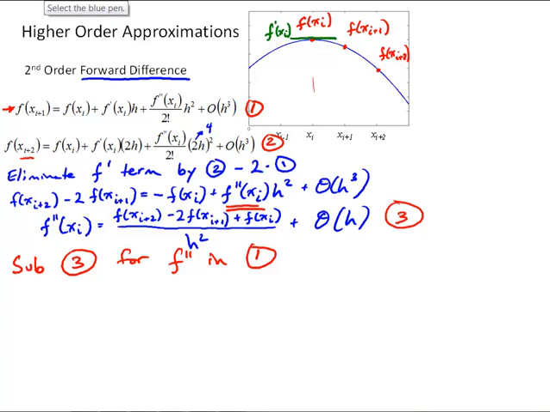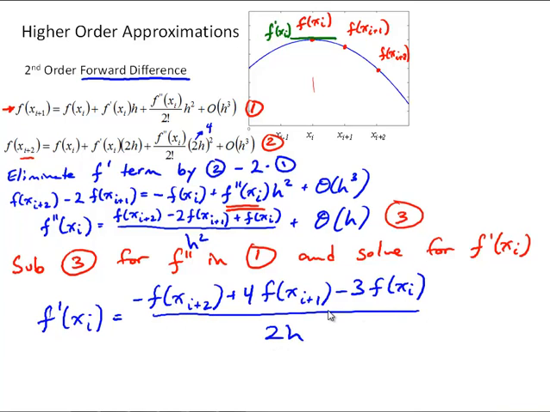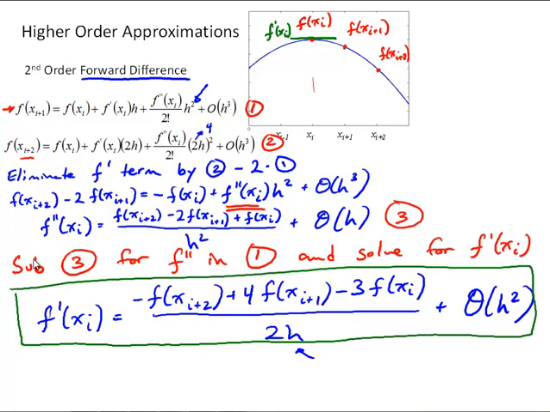and what we get when we solve for f prime at xi is f prime at xi is equal to negative f at xi plus 2 plus 4 f at xi plus 1 minus 3 f at xi, all divided by 2h, and then we're going to plug that order h back times the h squared right here, and then divide through by the 2h here, so we're actually going to end up with a truncation error order h squared. So this then gives us a second order finite difference approximation that's a forward difference, looking forward 2 points from x to approximate that derivative at f prime.